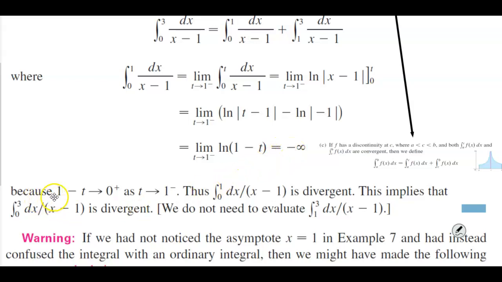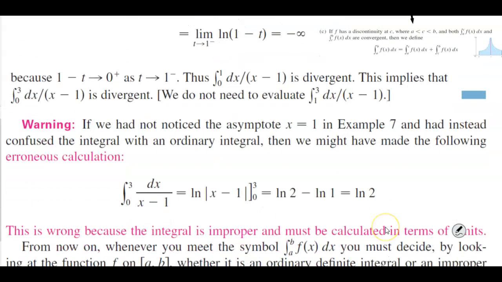Now, because 1 minus t approaches 0 from the right as t approaches 1 from the left, this integral is divergent. And what that tells us is that the other integral is divergent as well, so we do not need to evaluate it.